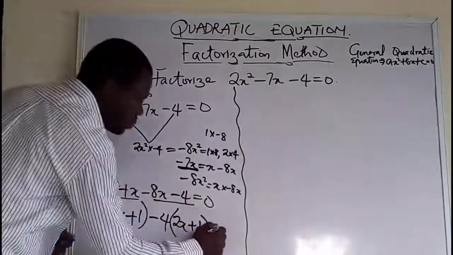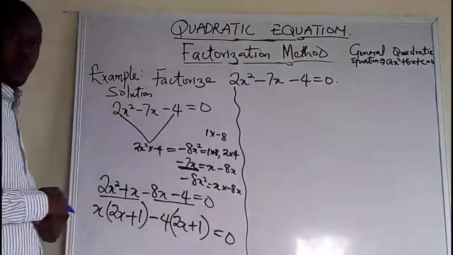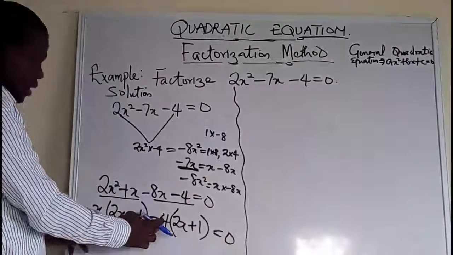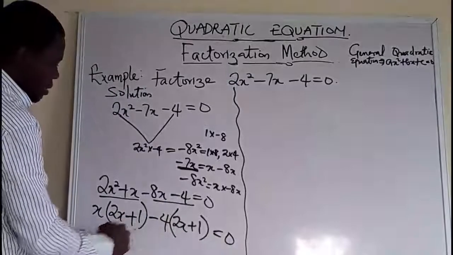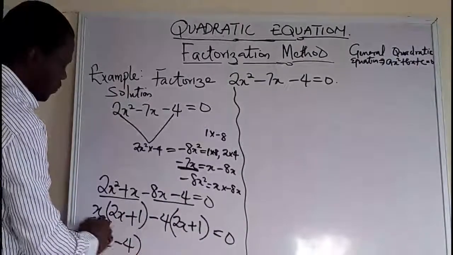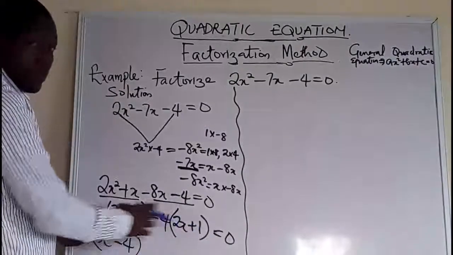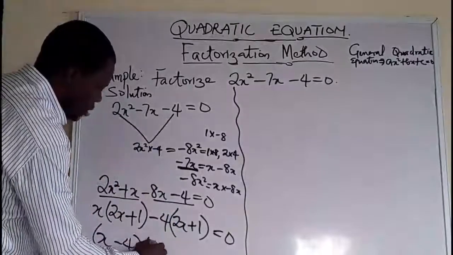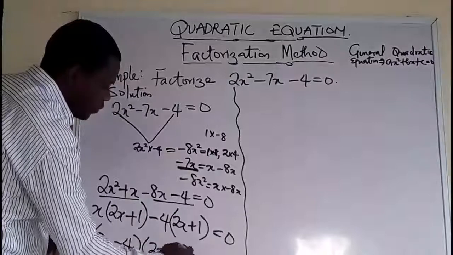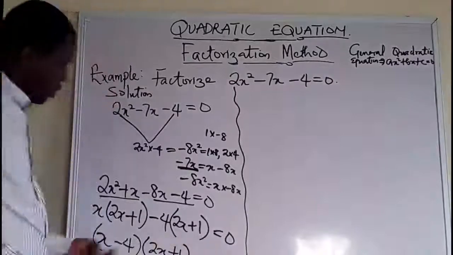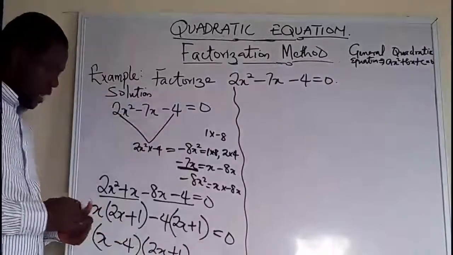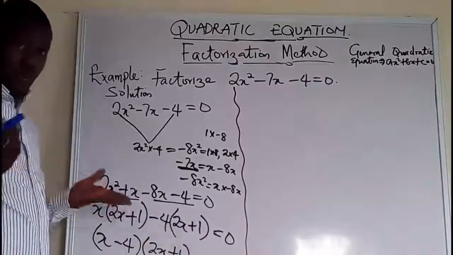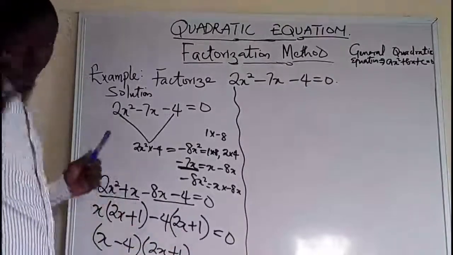So equal to 0. What we are going to do is capture the one outside together. So we are saying x minus 4, and then we'll take one out of the bracket because they are equal: 2x plus 1 equal to 0. When we have two brackets like this, that means either this one equals 0 or this one equals 0. That's what we're trying to say. So we'll pick them one after the other.